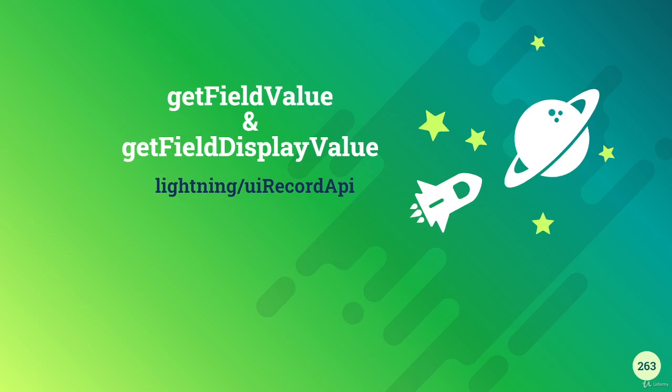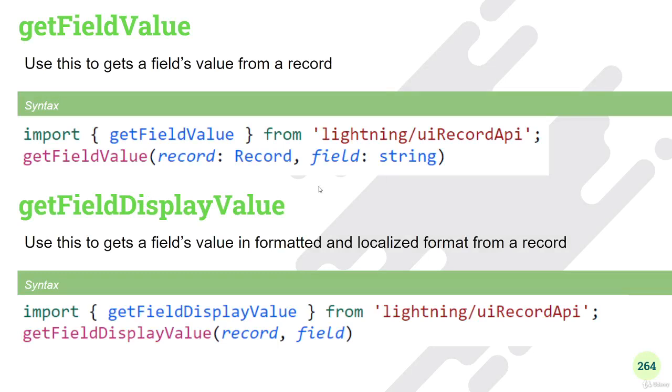In this video, we'll talk about the getFieldValue function and the getFieldDisplayValue function. Both functions we import from the UI Record API module. First is getFieldValue, and we use this to get a field's value from a record.